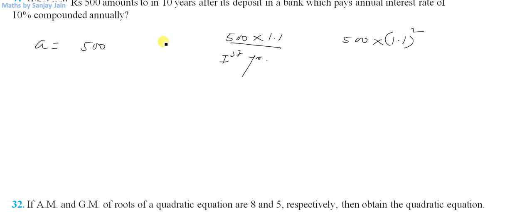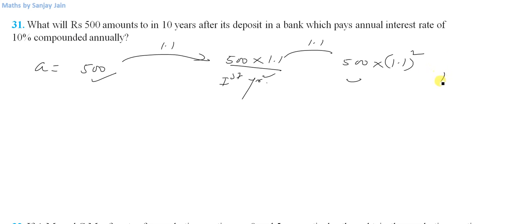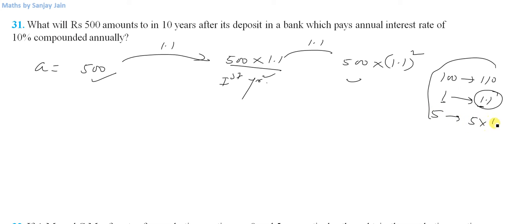So if you see this term and this term, it is getting multiplied with 1.1, right? How do I know that? I know it by the compound interest formula or by simple logic, that it is being compounded at 10% annually. That means 100 rupees will become 110, or 1 rupee will become 1.1. This is the multiplying factor, right? If 1 rupee becomes 1.1, 5 rupees will become 5 into 1.1. This is the logic.